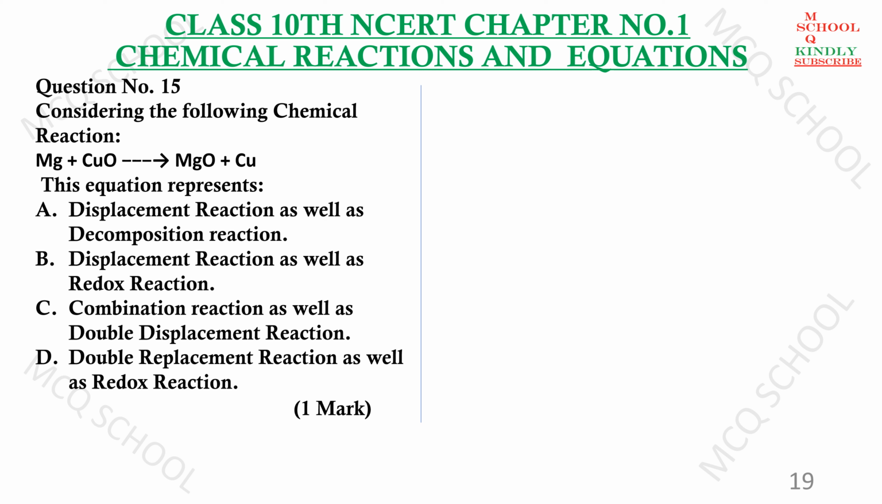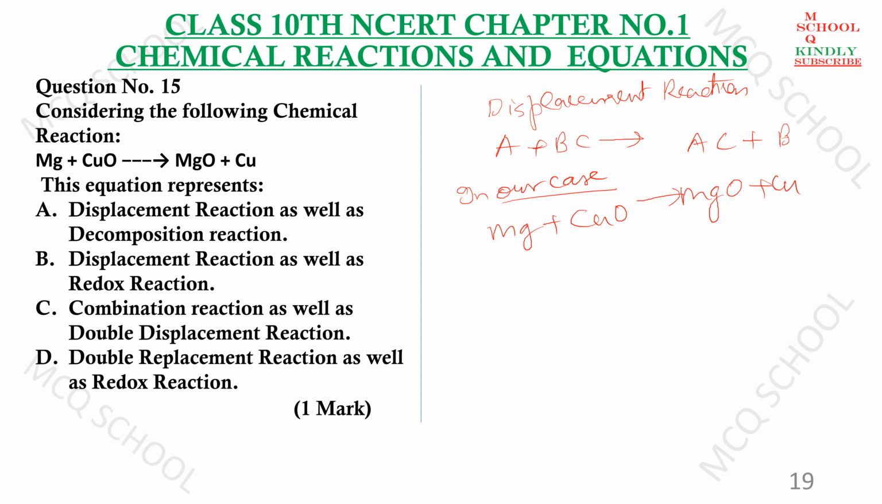Let us see question number 15. Considering the following chemical reaction, magnesium and copper oxide forms magnesium oxide and copper. This equation represents: A, displacement reaction as well as decomposition reaction; B, displacement reaction as well as redox reaction; C, combination reaction as well as double displacement reaction; D, double displacement reaction as well as redox reaction. So what is the answer as per you?